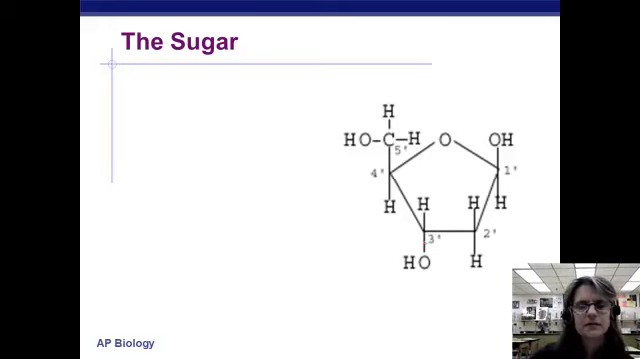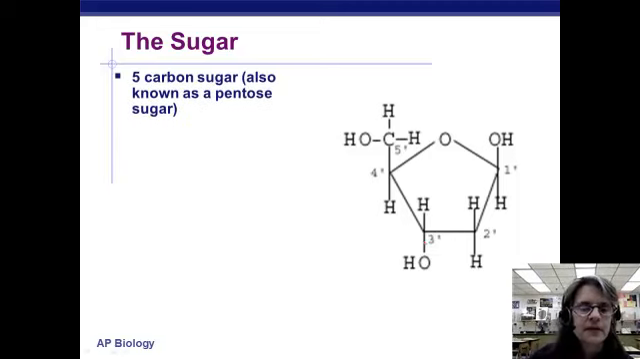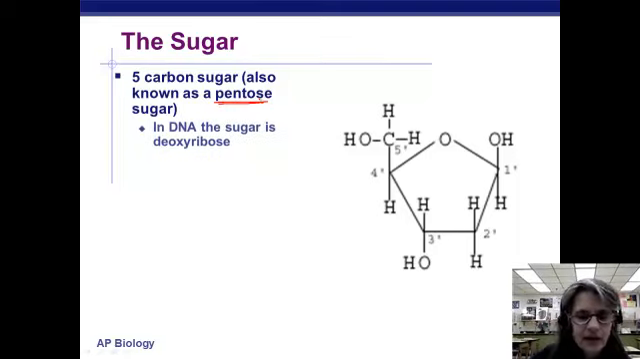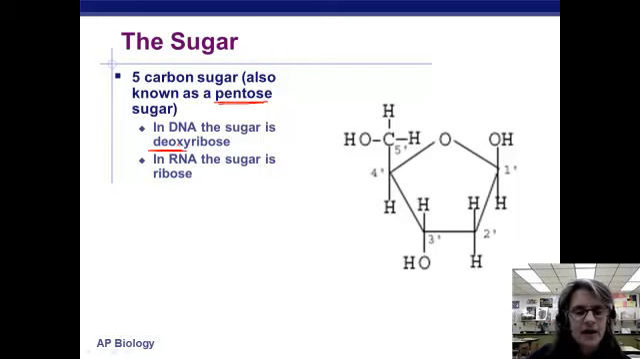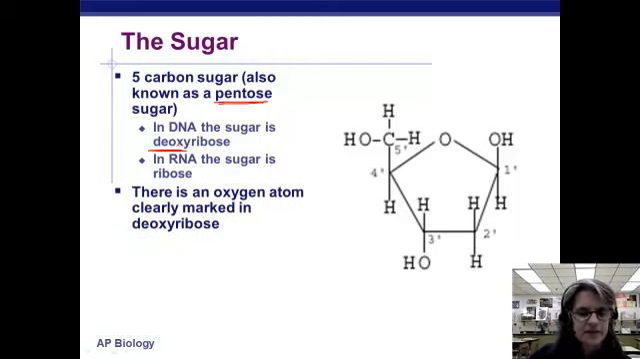Let's go back to one of the other components of nucleotides, and that's the sugar. Okay? The sugar that is in DNA is a five carbon sugar, pentose, pentagon, pentose five. And in DNA, that pentose sugar is called deoxyribose. Hence, that's how DNA gets its name, DNA, deoxyribonucleic acid. All right. We'll talk about RNA later. Let's not talk about that now.